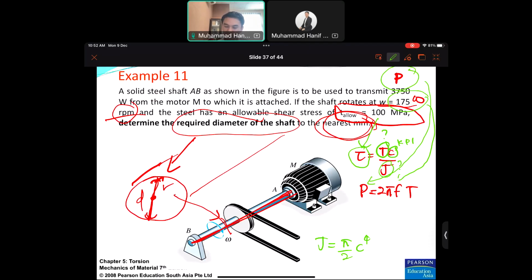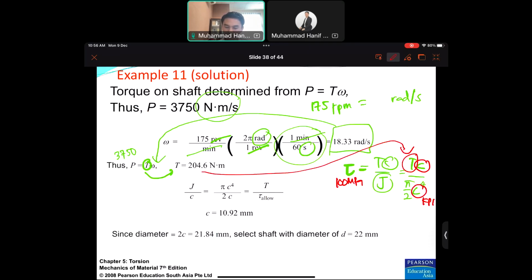Okay, so rearrange the equation to get the equation like this one. Put all the values inside, you will get the C. Okay, as simple as that.